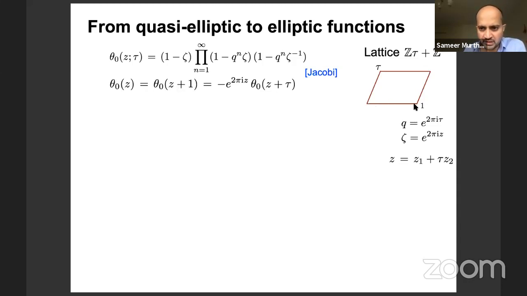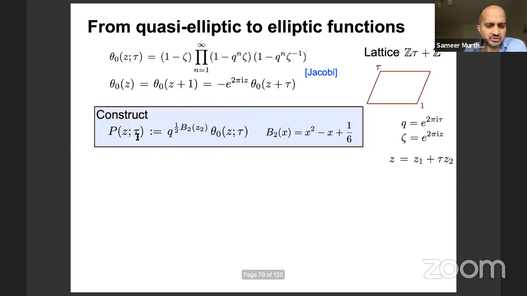So it's periodic in this direction, and it's not periodic in this direction. If you go along this direction, it picks up e to the 2 pi z. Okay. So how do you fix that? What you do is you construct this function called p, which is you dress this theta naught with q to the half of the Bernoulli polynomial. q is e to the 2 pi tau.